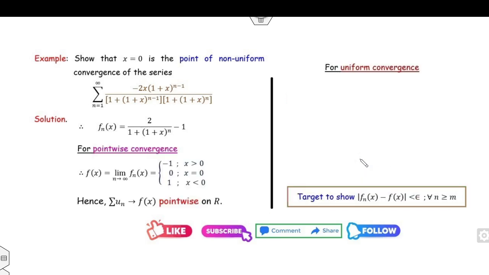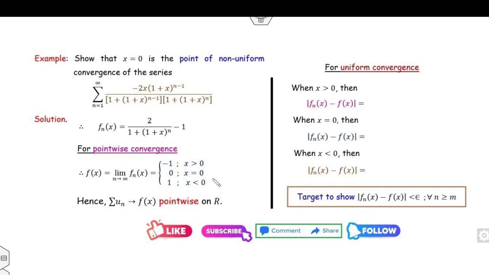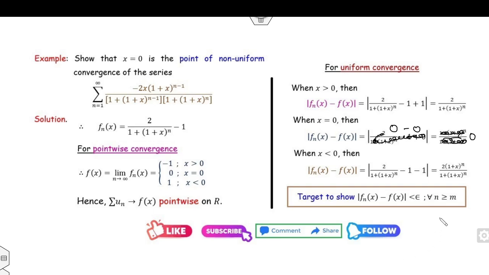Now for the uniform convergence, again your target is to find the value of n. We have the three different cases. I can substitute these three cases here. When x is 0, this is my f n x, and f x is minus 1. If you subtract them, your answer will be 2 over 1 plus x. When x is equal to 0, what is the value of f n? It is 0. f x is also 0. The answer is 0. And this minus this, and your expression is this number.